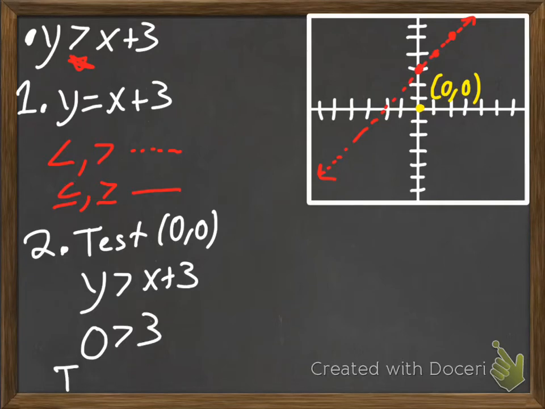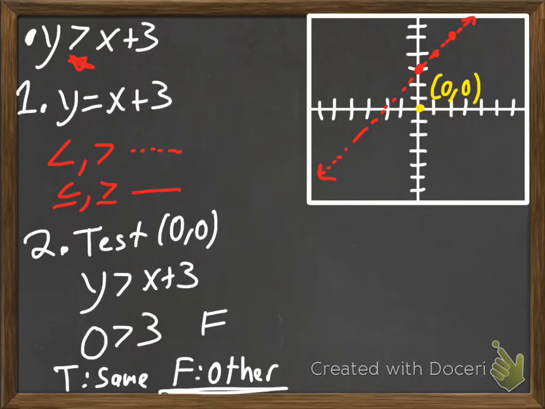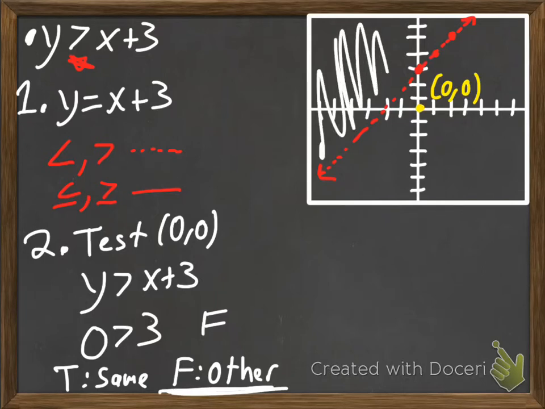If it's true, we shade the same side. If it's false, we shade the other side. And this is the side that has the point that we're testing. So is 0 greater than 3? That's false. So we're going to shade the other side. That means 0, 0 is on the right, so we're going to shade this. So that tells us that all of our answers are over here. And that's how you graph a linear inequality.